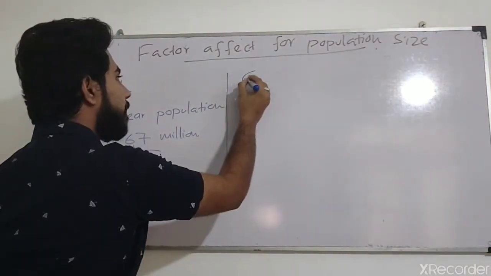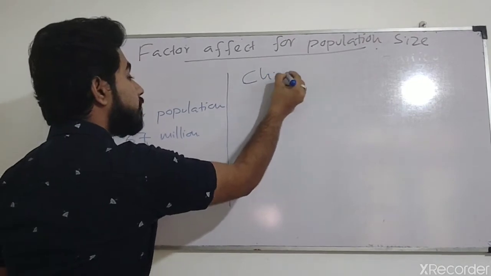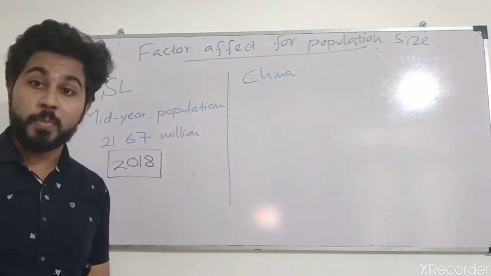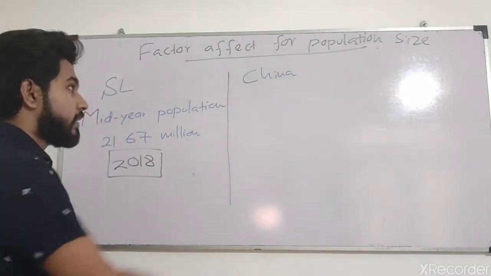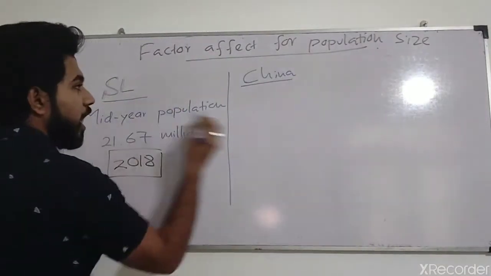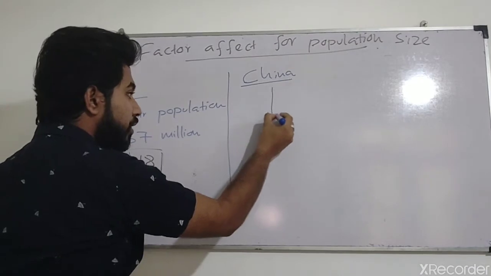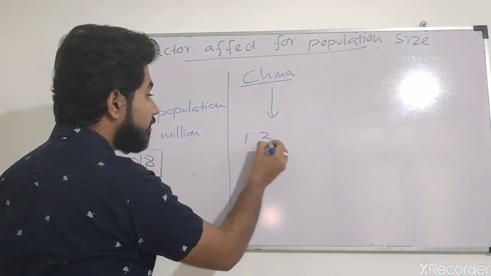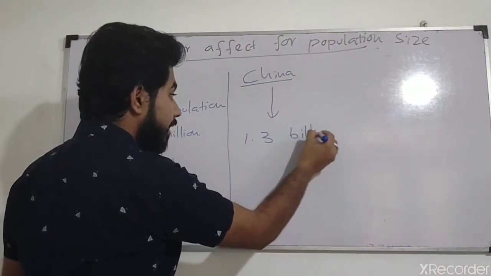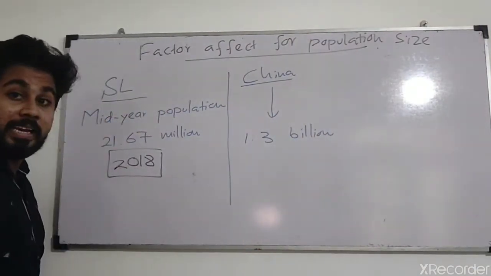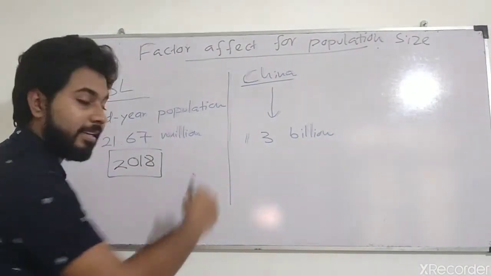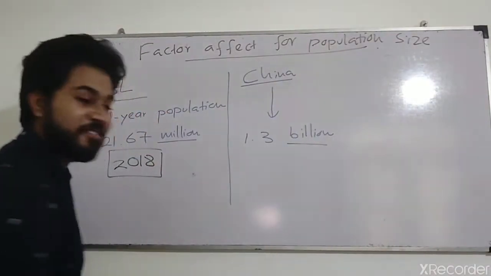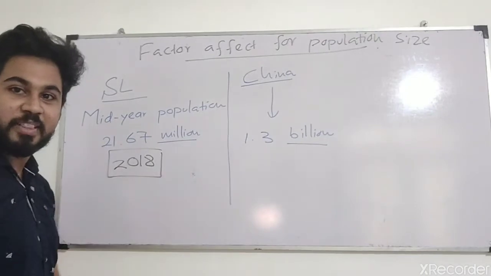When considering the country China, China is the most populous country in the world, no? So the mid-year population in China was 1.3 billion. It is not a million value, it is a billion value. Clear? This is a million value, this is a billion value. The most populous country in the world.